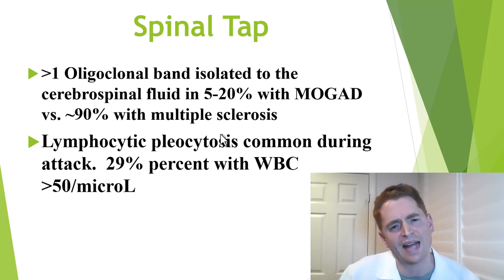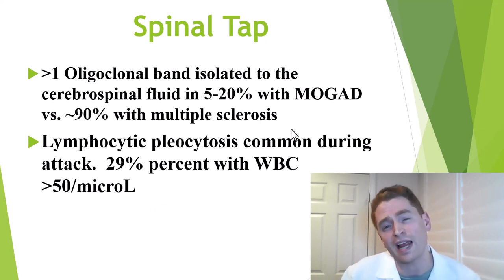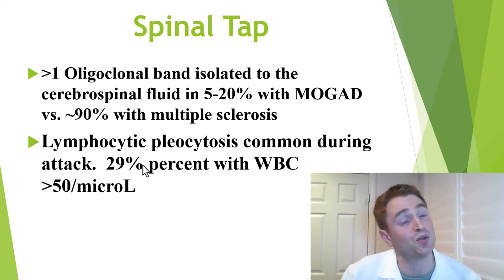During a MOGAD attack, it's common to have elevation of white blood cells, lymphocytic pleocytosis, and 29% of people with MOGAD have more than 50 white blood cells per microliter. This is a very high amount. Normal is less than 5. During a multiple sclerosis attack, we might see 5 to 15, so greater than 50 is definitely a lot, atypical of multiple sclerosis, but this is only 29%, and between attacks, it can be completely normal in MOGAD.